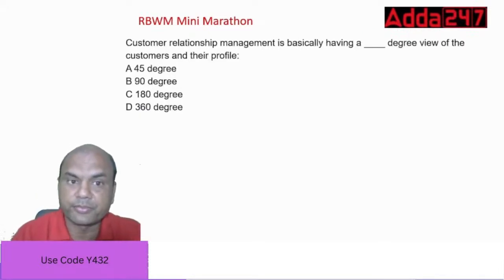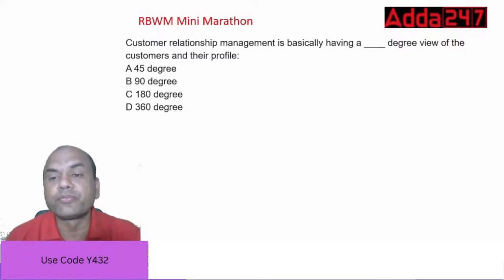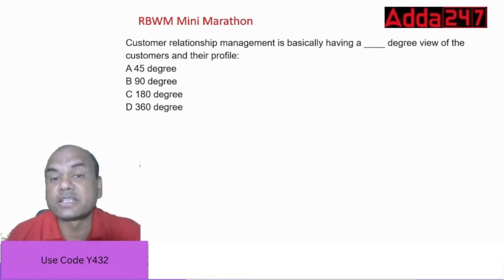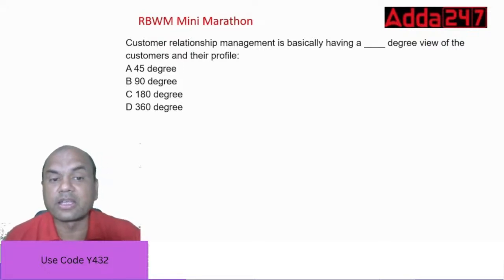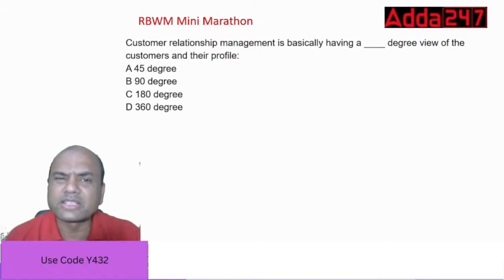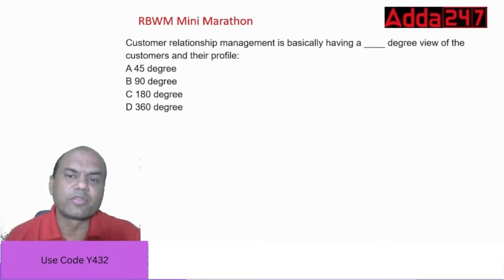Next one. Customer relationship management is basically having a dash degree view of the customers and the profile. So what degree view does the CRM have? What do you think? 45 degree, 90 degree, 180 degree, 360 degree. What do you mean by all these degrees? First, let me get the answer from you guys. Then I'll answer.